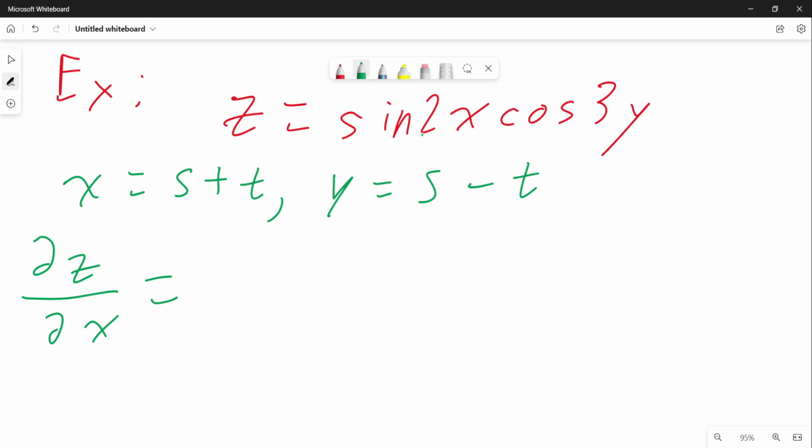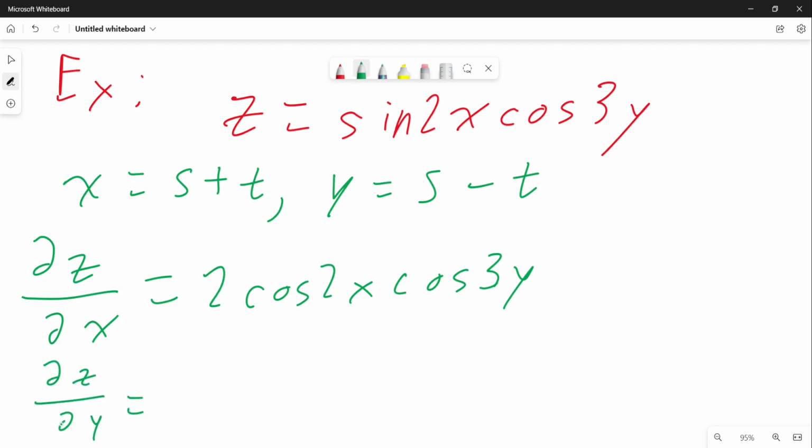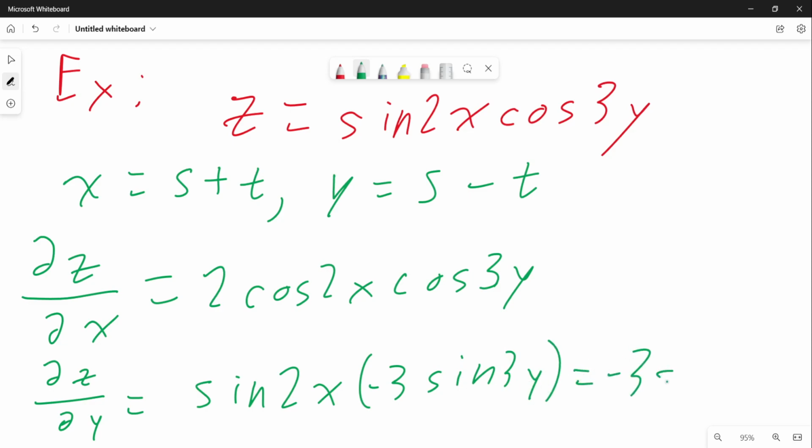Del z, del x. So what is the partial here with respect to x? It is 2 cosine 2x cosine 3y. Cosine 3y is constant with respect to x, so we just do this part: 2 cosine 2x, and then the cosine 3y here. Del z, del y is sine 2x, 3, negative 3 sine 3y, or negative 3 sine 2x sine 3y.